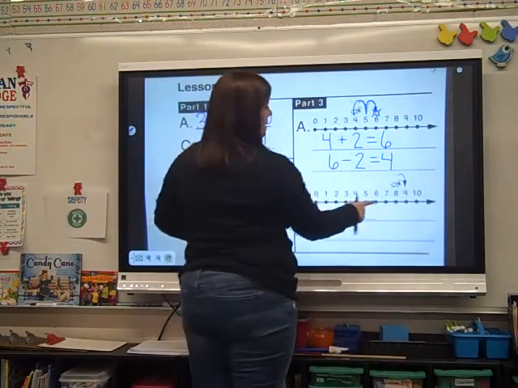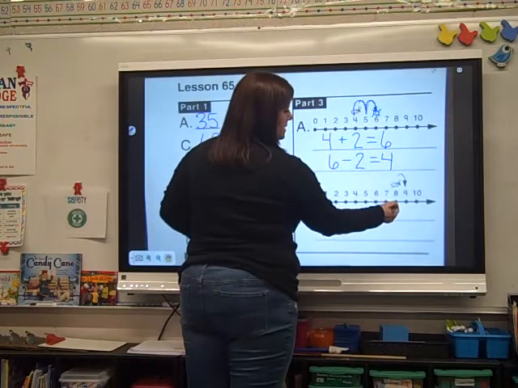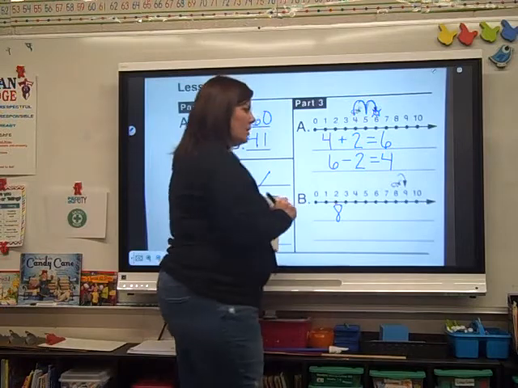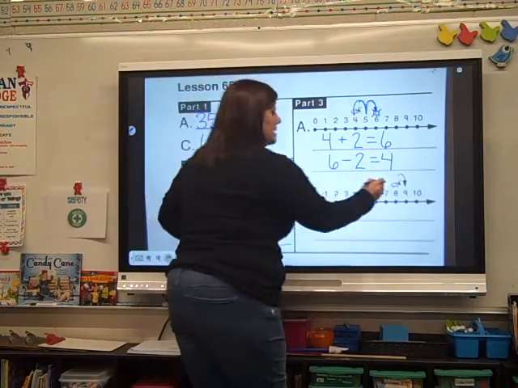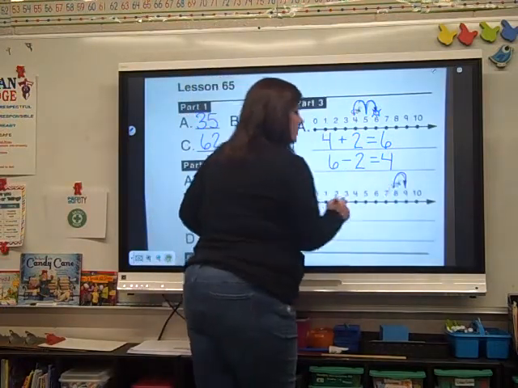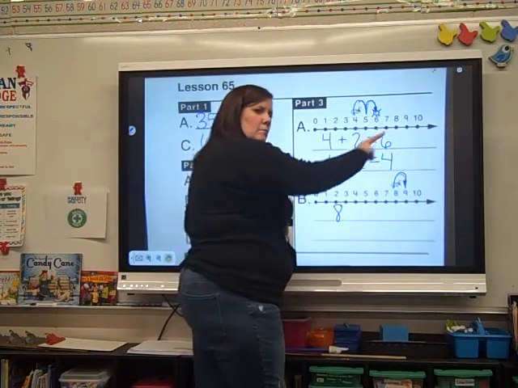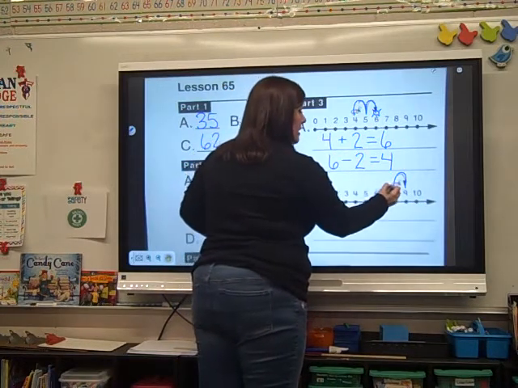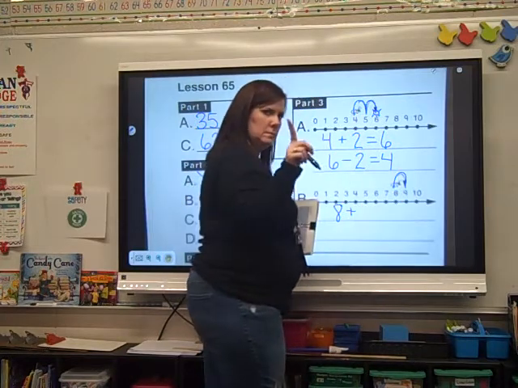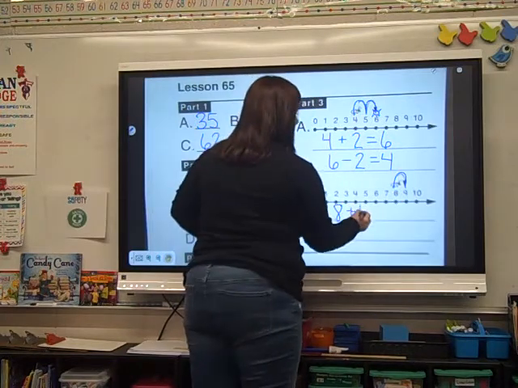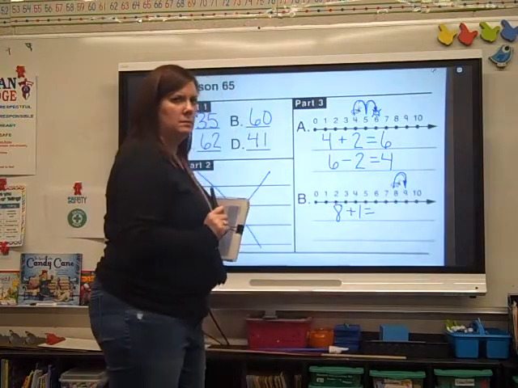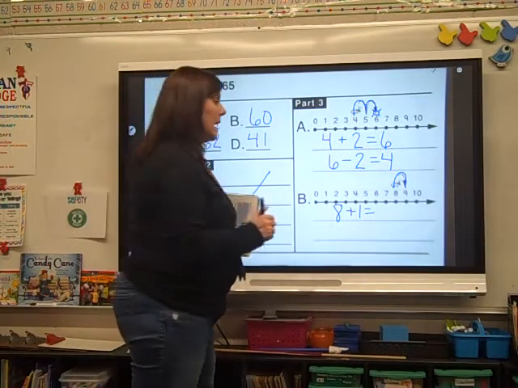Let's do this one. Where's our bug starting? What number is he sitting on right there? He's starting on 8, isn't he? All right? Now he's going to hop this direction. What's that direction? He's getting more. It's plus, isn't it? Now how many hops is that? 1. Put your equal sign. What number did he end up on? 9, right?